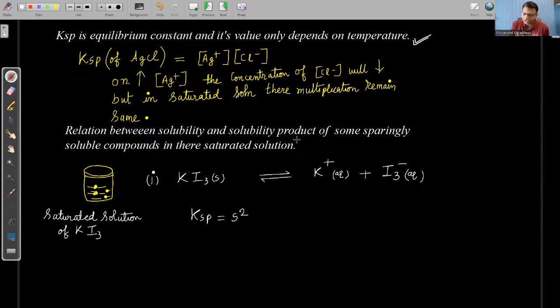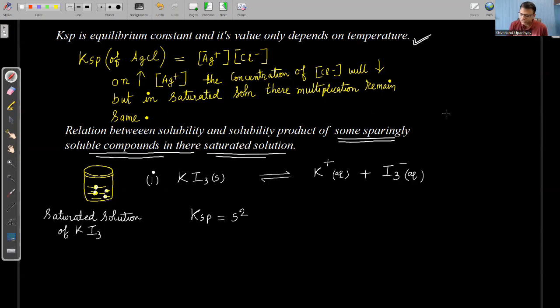Relation between solubility and solubility product of some sparingly soluble compounds in their saturated solution. These are typical examples where, if we are not careful, we can make errors. One example is a saturated solution of KI3. KI3 is there in solid state, and this solution is saturated with respect to KI3. In aqueous solution, if nothing is mentioned, we assume that whatever dissolved is 100% dissociated. So we can write K+ in aqueous state and I3- ion in aqueous state. This is the right way.